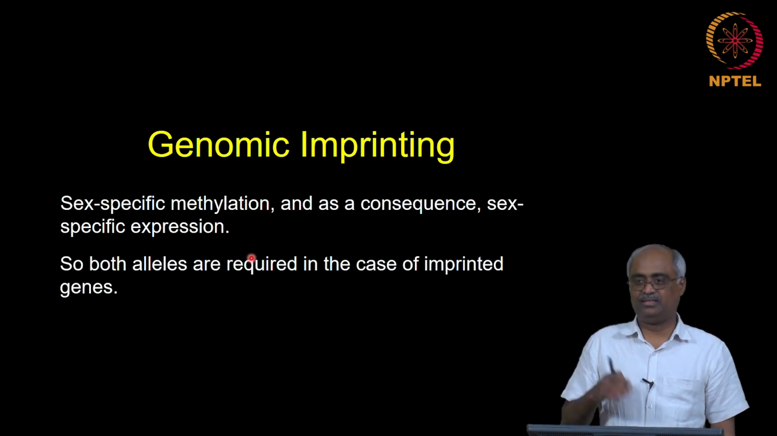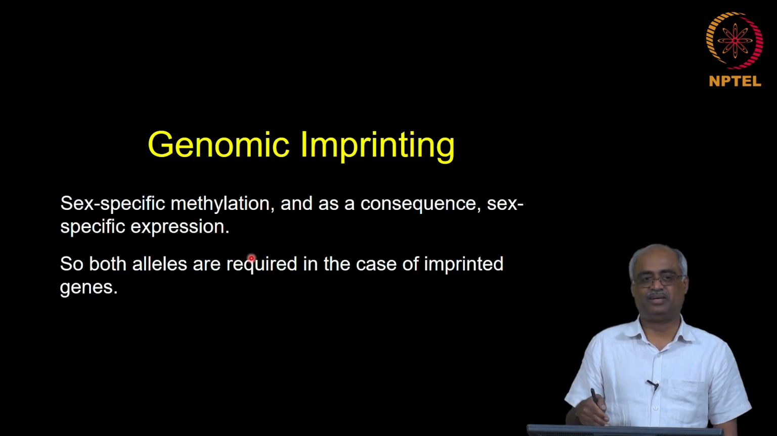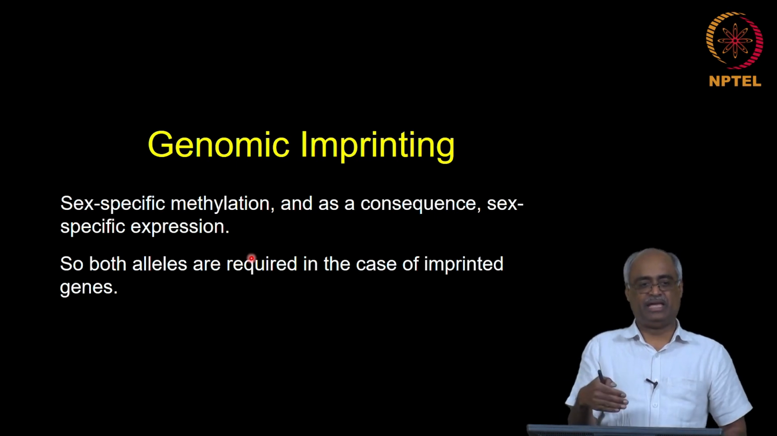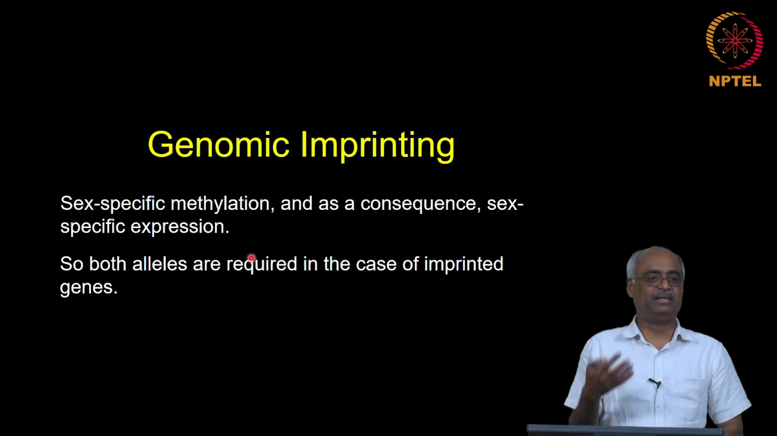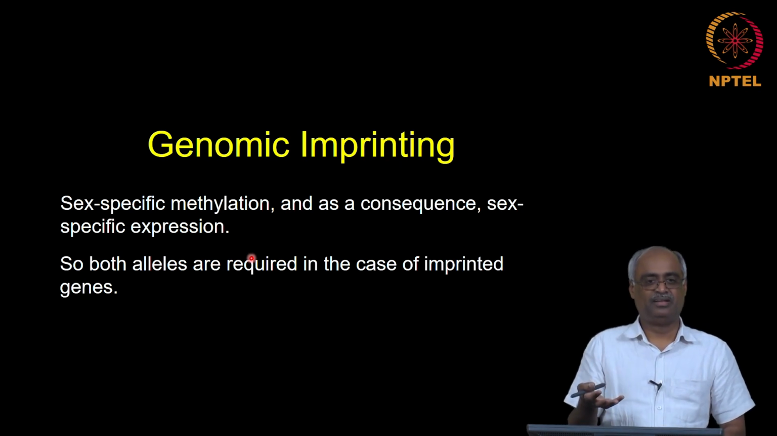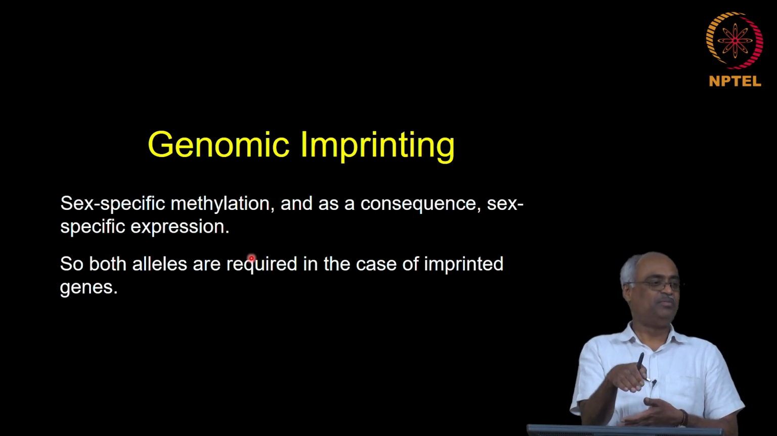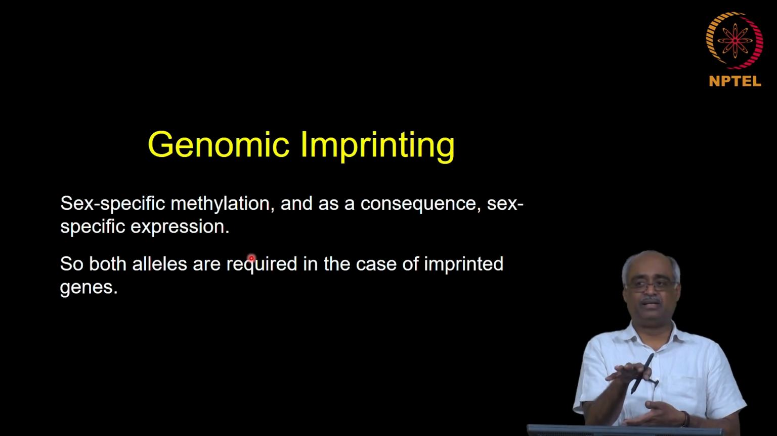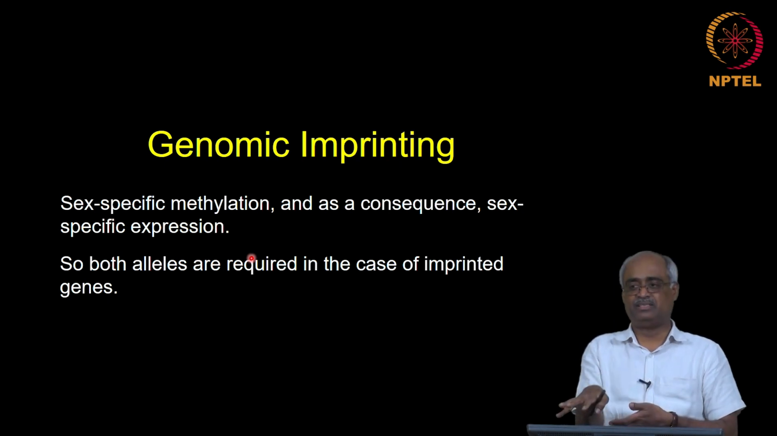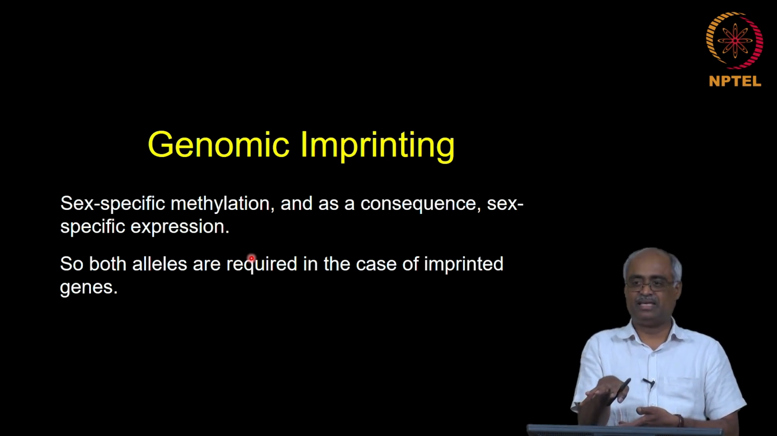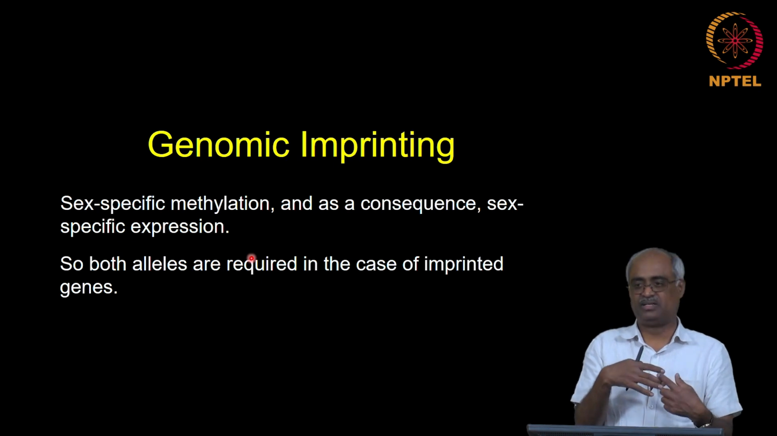And as a result you will have to have both alleles. For example, take gene A that is inactivated during oogenesis. Now even if you have a wild type maternal allele, it is not going to be useful. You have to have the paternal allele, because only the paternal one is not methylated, and as a result it is going to be expressed from there. The same logic holds in the opposite direction too.